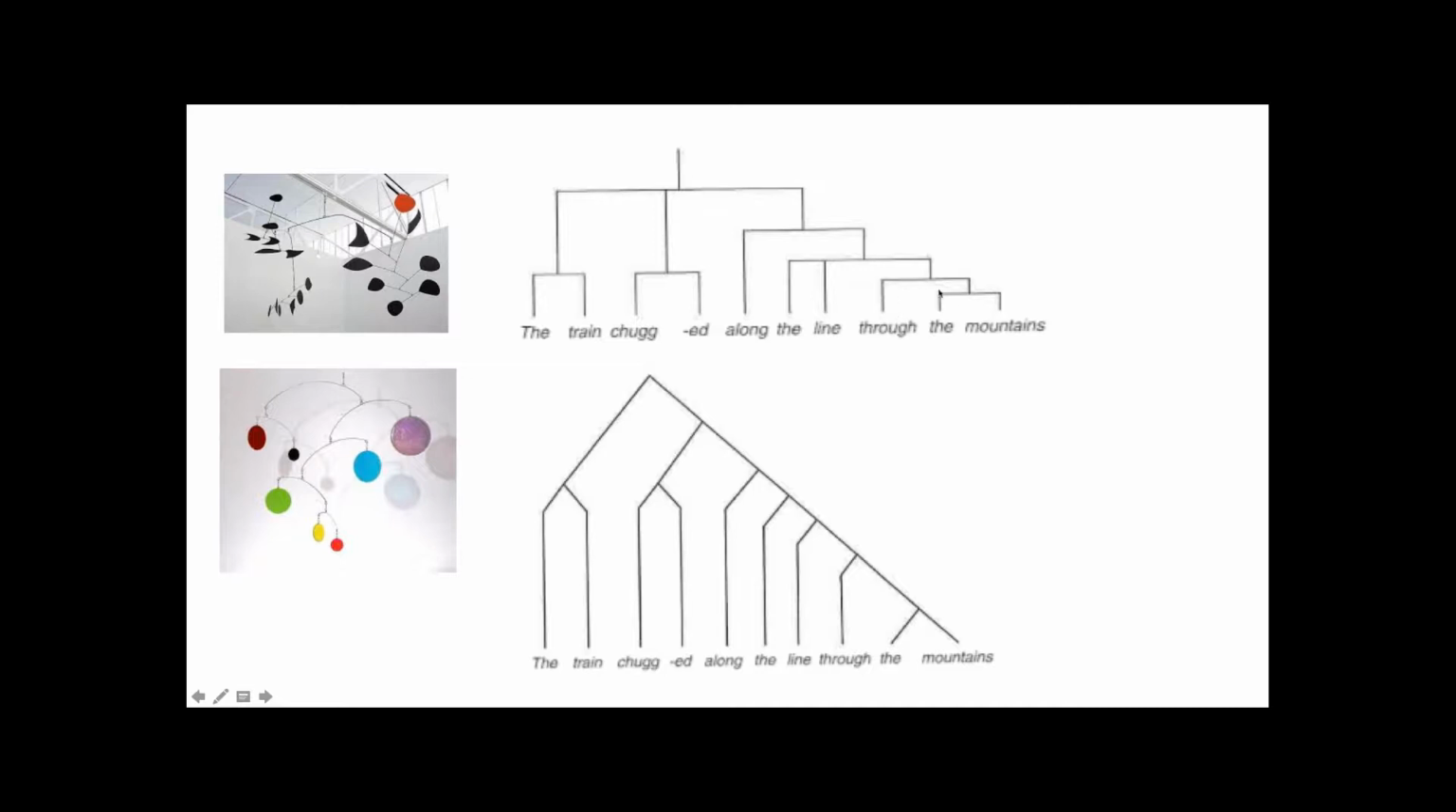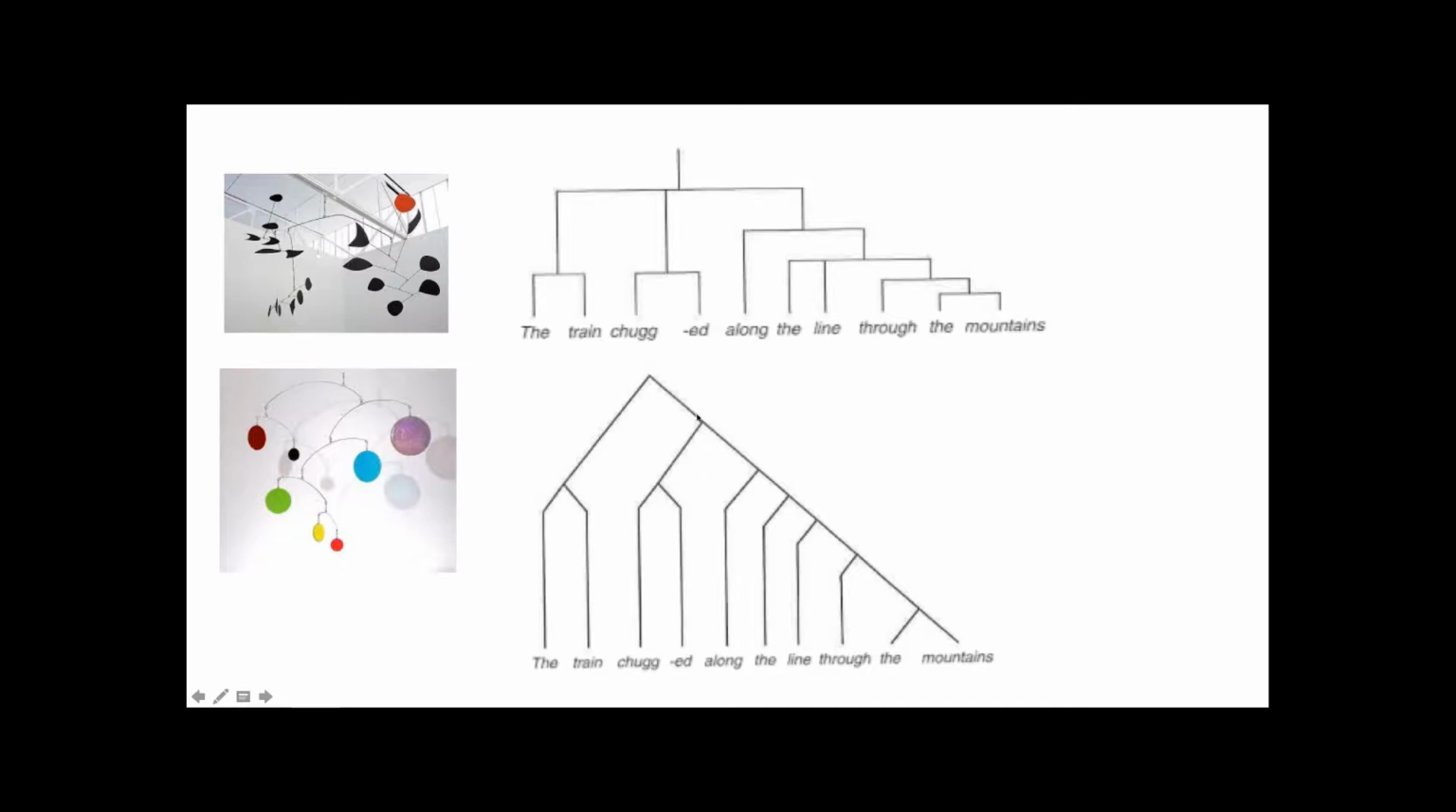Mountains, the mountains is one thing. Through the mountains. So the mountains would be a noun phrase. Through the mountains would be a prepositional phrase. The line through the mountains, that whole thing would be a noun phrase. Along the line through the mountains, that whole thing would be a prepositional phrase. Chugged along the line through the mountains, that whole thing would be a verb phrase.